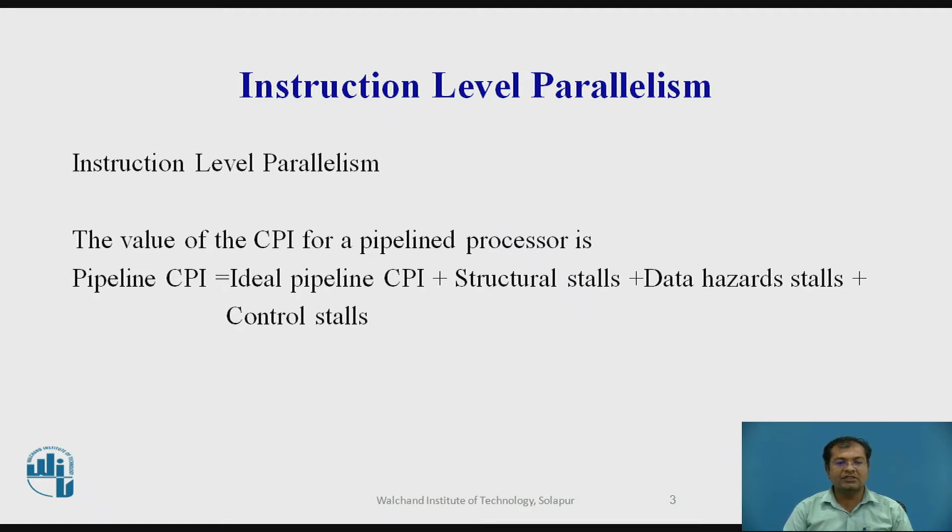Normally the total number of cycles required, or say cycles per instruction required, to execute a given set of instructions on a pipeline processor is equal to the sum of all the stalls created by structural hazard, data hazard, control hazard, plus the ideal pipeline CPI. So that gives the pipeline CPI.